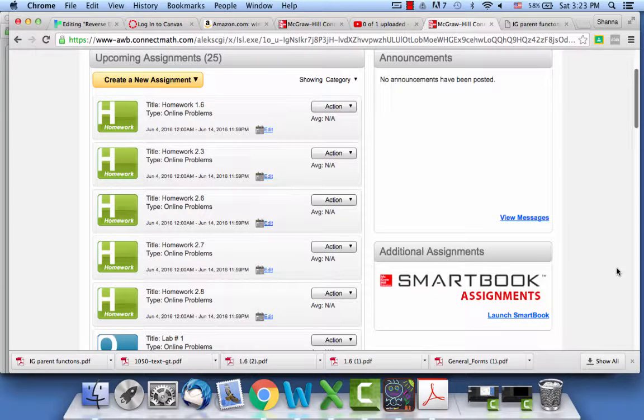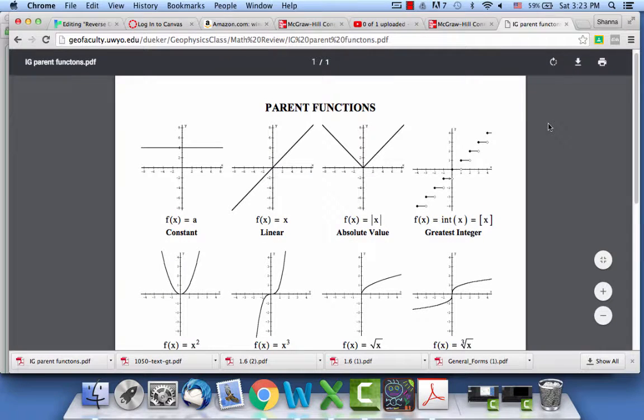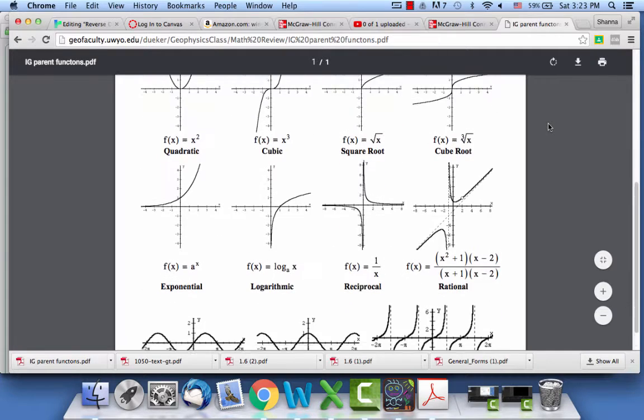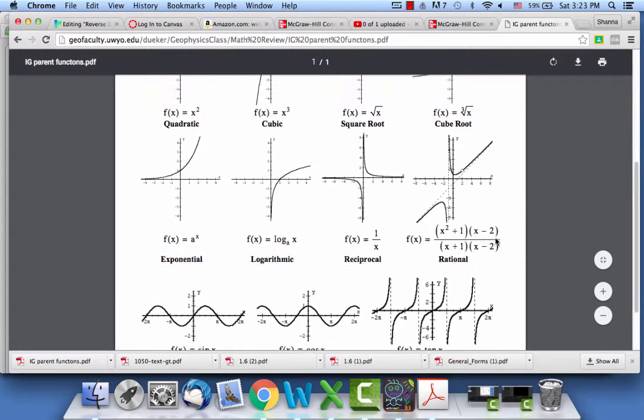Okay, so 2.6 is one of the more frustrating, deeper, more abstract sections in the course. So I have sort of borrowed a couple of things from different online sources. One is this sheet of parent functions. You do not need trigonometric functions for college algebra, but they're on the page already.